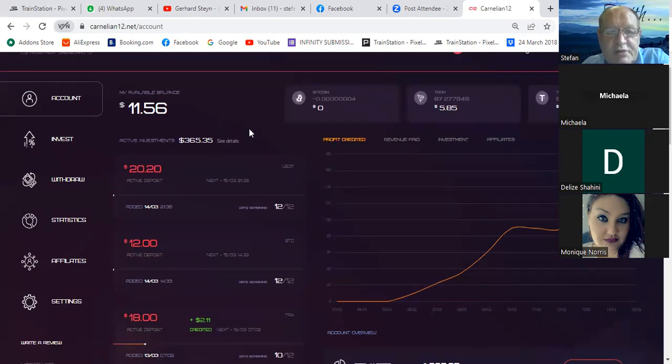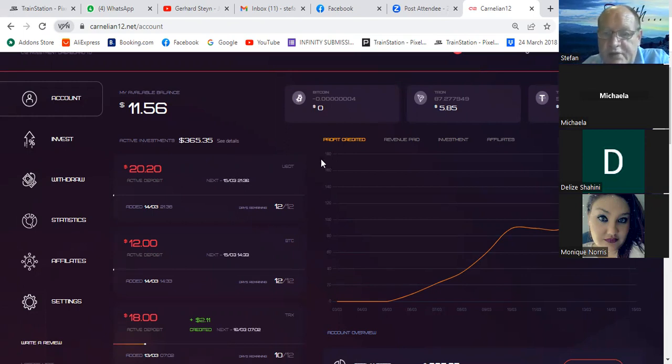Total active investments is sitting there, 365.35. My first target was to get Dusty up to 300, which gives me $36 a day. And now the next target is 400, and we're slowly working up, as I'd explained in the other calls.